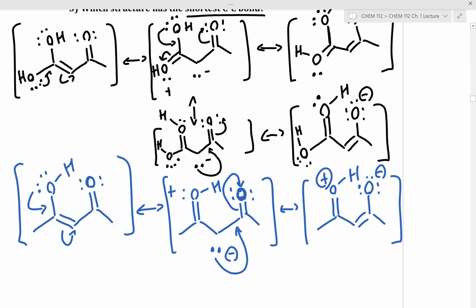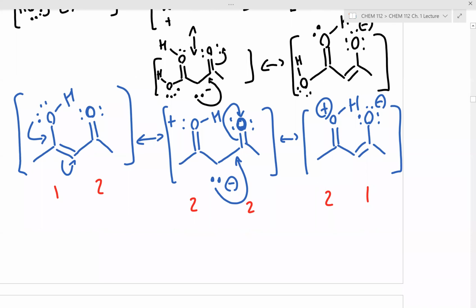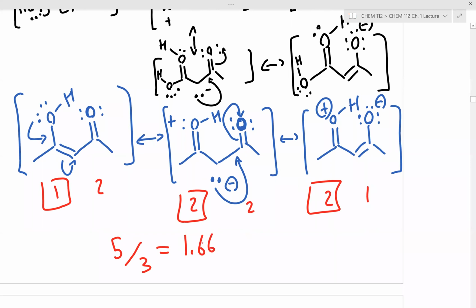So in this bottom structure, I have a bond order of 1 and 2 in my first resonance structure, right? Now, in my second two resonance structures, I have a bond order of 2 and 2, and 2 and 1, okay? So on average, if I look at my average bond order, I have 5/3, which is about 1.66. So that's for our carbon-oxygen bond. Does that make sense where I got these numbers from?